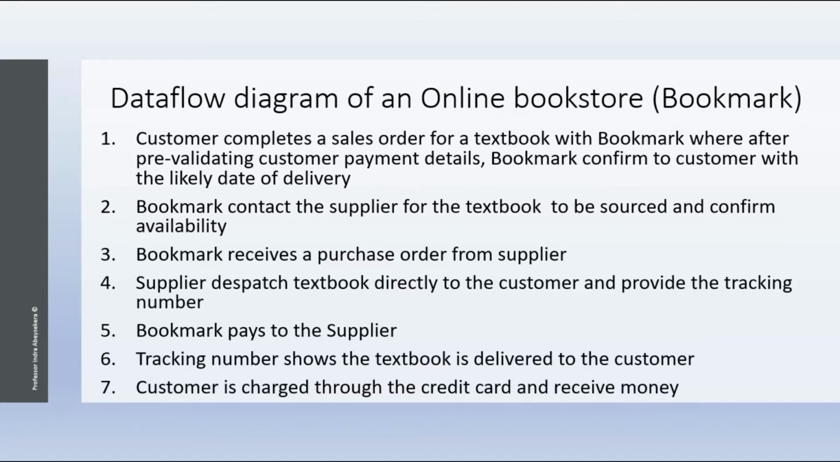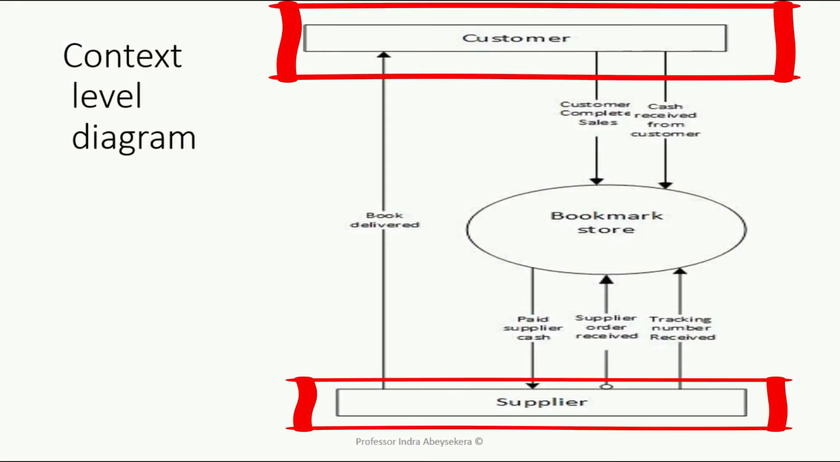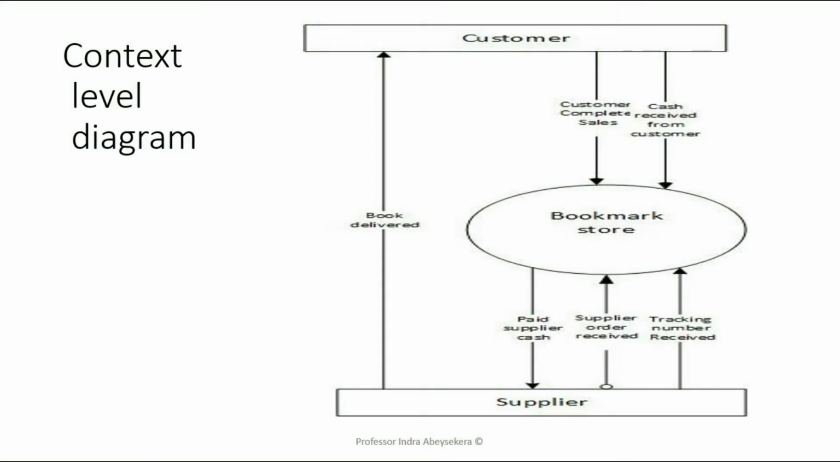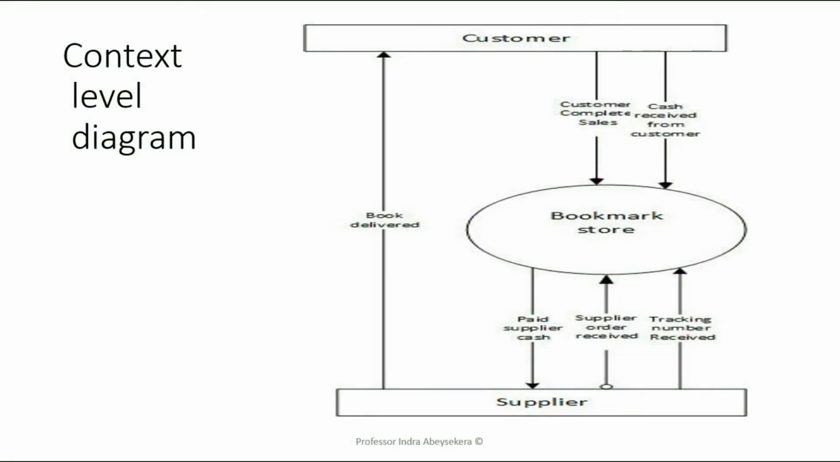So let's do a data flow diagram from this. The first level of the data flow diagram is called the context level diagram. That's the most condensed level of the diagram. In that, there are 2 external entities, customer and supplier. And then the company or the bookstore, which is the information system in focus here, which is Bookmark Store.